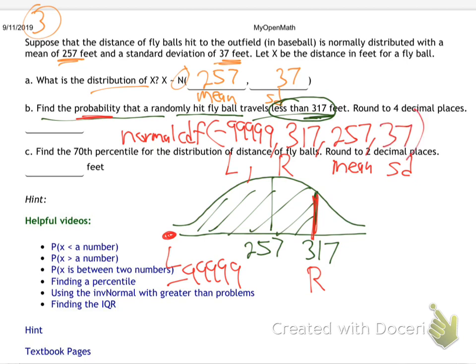Hit the buttons on your calculator. Answer is, what is it, 94755, so rounds to 6. So in other words, that's 94% of the curve, or almost 95%, is what that means. 95% of fly balls go 317 feet or less, is what that means. Good with that? And then part C, find the 70th percentile. Remember how percentiles work?